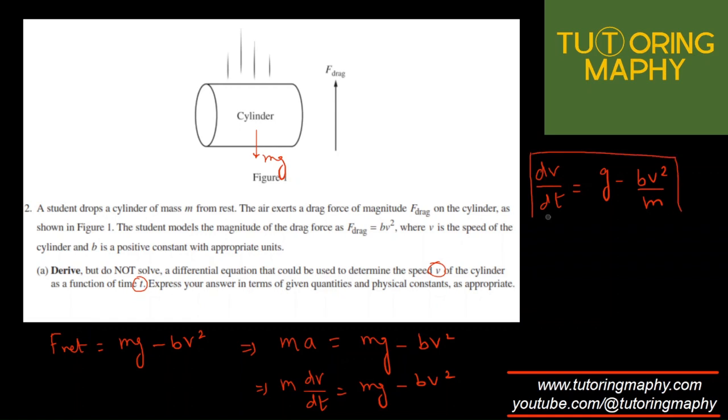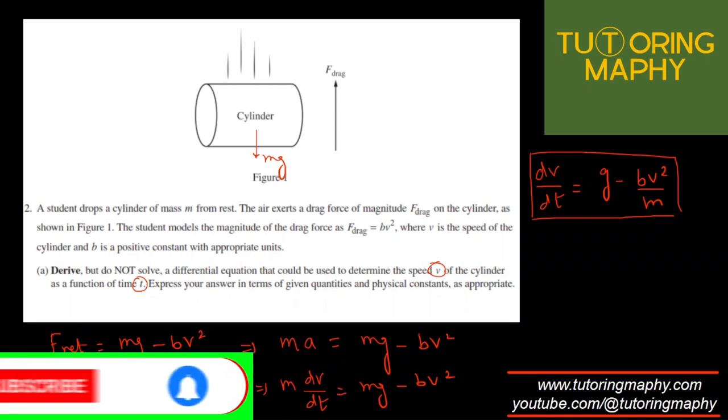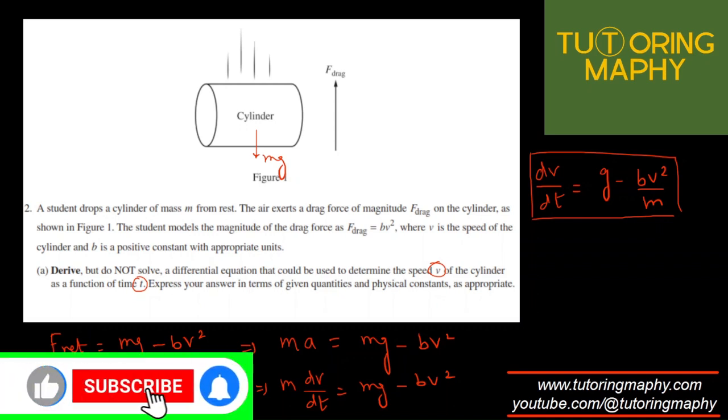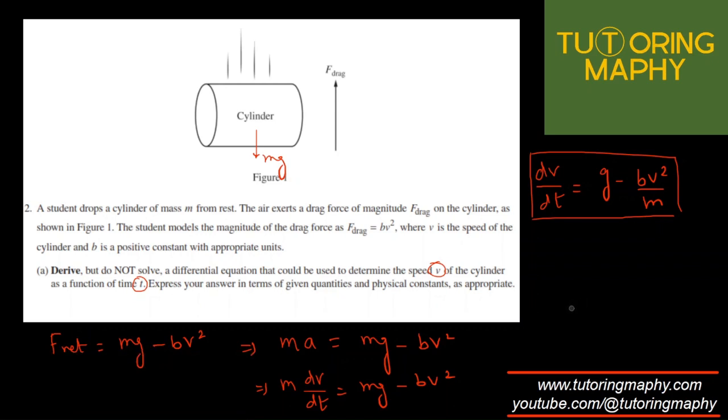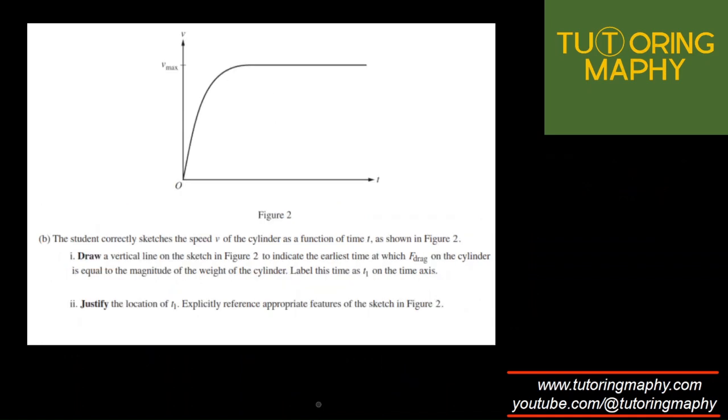That's going to be the differential equation from which we can clearly find the relationship between the velocity and the time, because there's no other variable over here. So this is how we solve this question. All right.